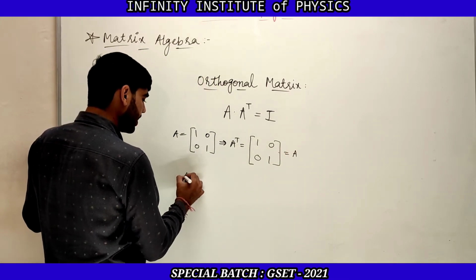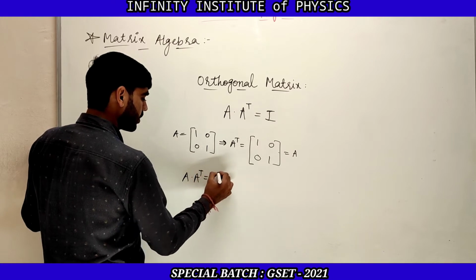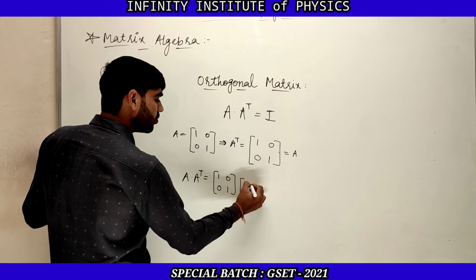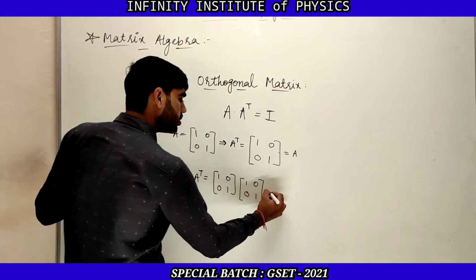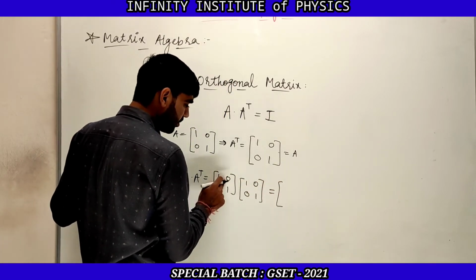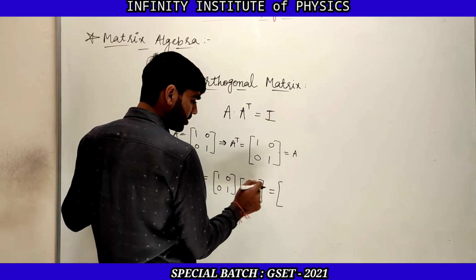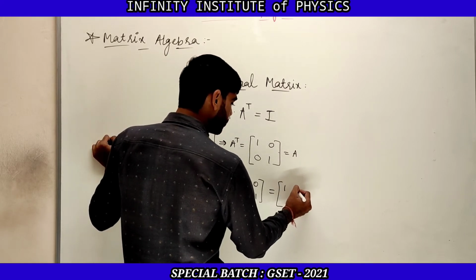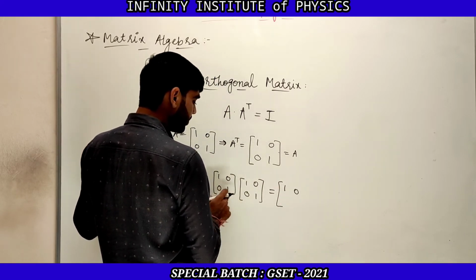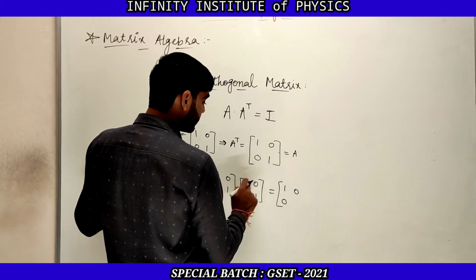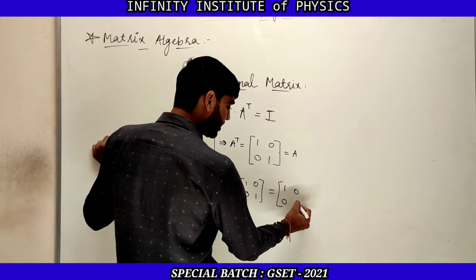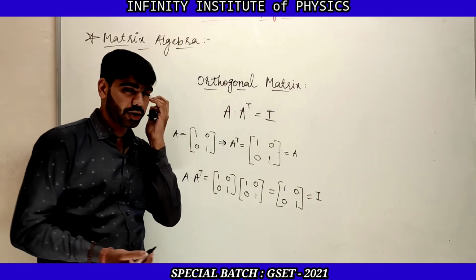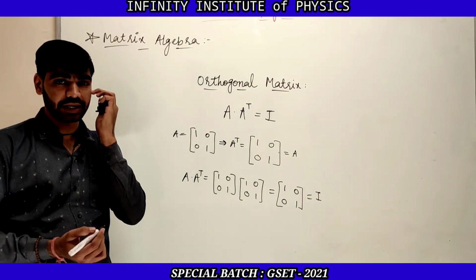Now let us find A into A transpose. So it is 1 0 0 1 into 1 0 0 1. The first entry will be 1 into 1, that is 1, plus 0, so it is only 1. Then 1 into 0 plus 0 into 1, so it is 0. 0 into 1 plus 1 into 0, so it is 0. And 0 into 0 plus 1 into 1, and that is 1. And that is nothing but the identity matrix of order 2, that means the 2 by 2 identity matrix.